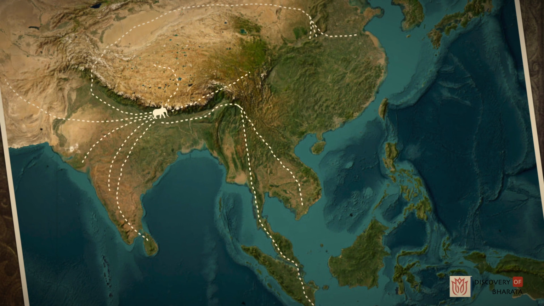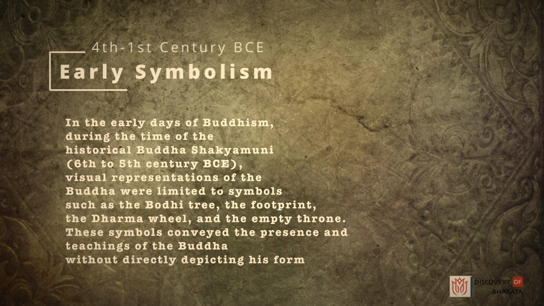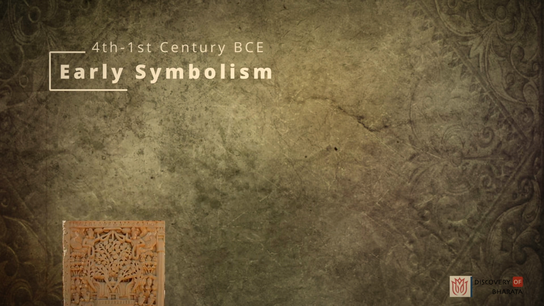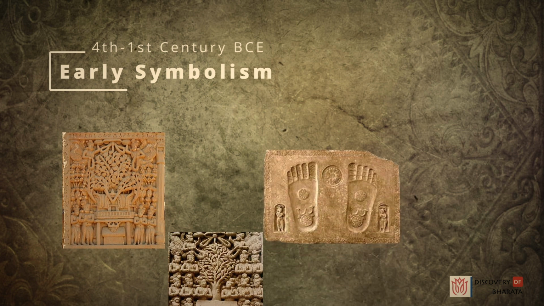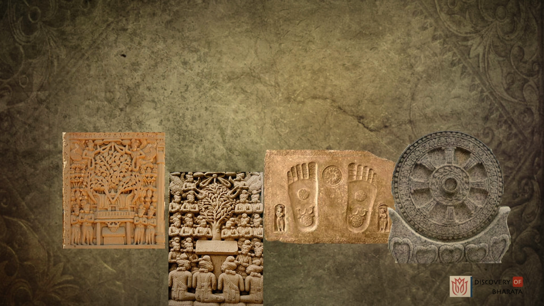Iconography gradually entered Buddhism over a period of time, evolving as the religion spread to different regions and cultures. Early symbolism, 4th to 1st century BCE. In the early days of Buddhism, during the time of the historical Buddha Shakyamuni, 6th to 5th century BCE, visual representations of the Buddha were limited to symbols such as the Bodhi tree, the footprint, the Dharma wheel, and the empty throne. These symbols conveyed the presence and teachings of the Buddha without directly depicting his form.